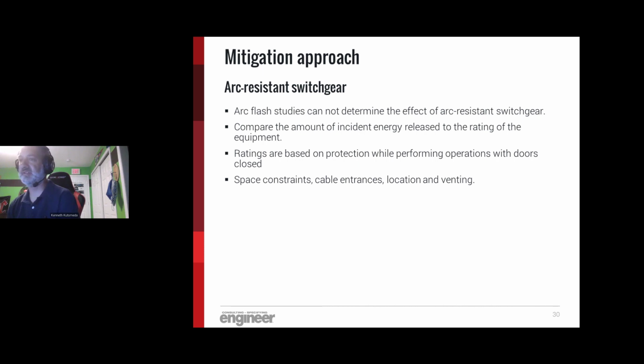One thing to be aware of: because of the robustness, the ductway and the redirection of air, the location of these and how they get vented matter. There are space constraints because they're just larger. And a lot of times they require cable entrances from the bottom because of that vent ductway on the top. There are different kinds of gear, so there are different ways that they redirect that air, but it's something to be aware of.